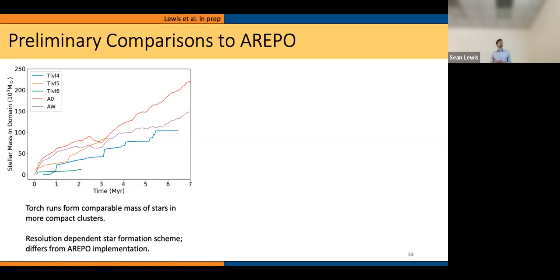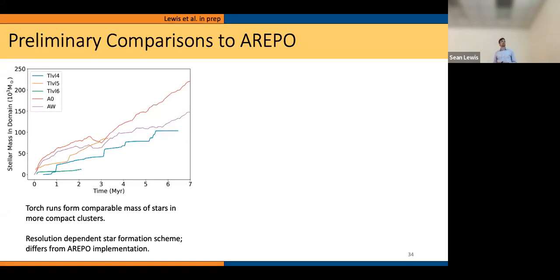And then I set up 3 Torch simulations that are starting from the same initial conditions as these AREPO runs. But the difference between those Torch simulations is that they each have a higher level of maximum refinement that they're able to achieve, so level 4, 5, or 6. In order to achieve the same resolution as the AREPO runs, they'd have to hit level 12 refinement. So they're still under-resolved compared to the AREPO runs, but the main point here is just to illustrate the general trends that we're seeing between these runs.